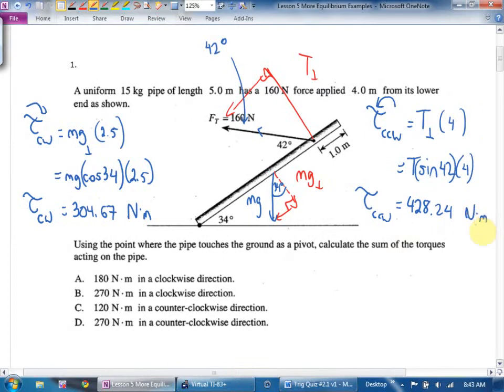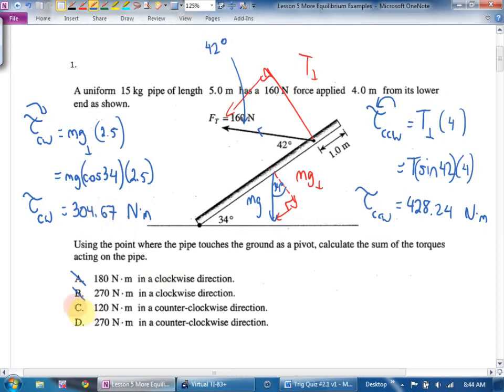Which one's bigger? Because these aren't balanced this time. Which one's bigger? That? Wrong. Right? Yeah, Gord said it's C. I hope you didn't actually pull out your calculator. Hopefully you glanced at the answers and said, oh yeah, about 120, as opposed to actually crunching the numbers.